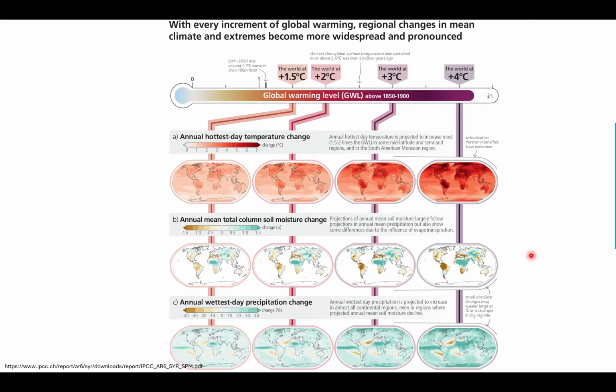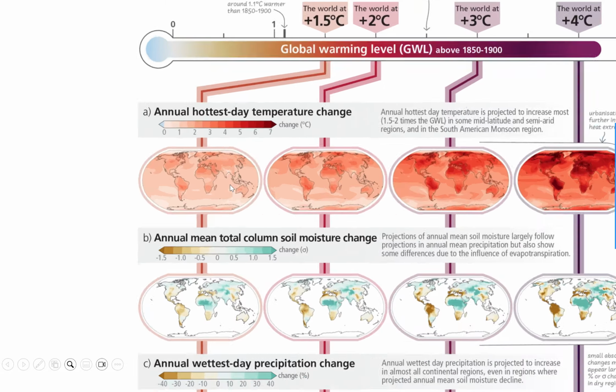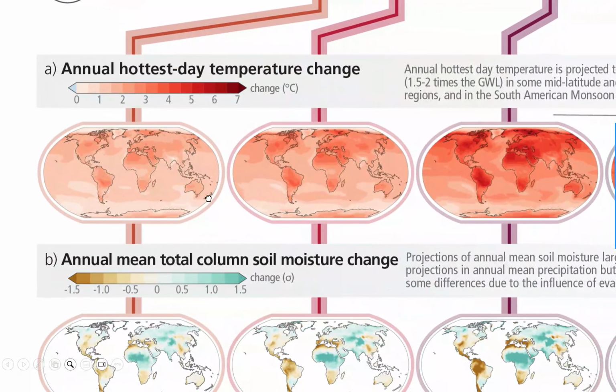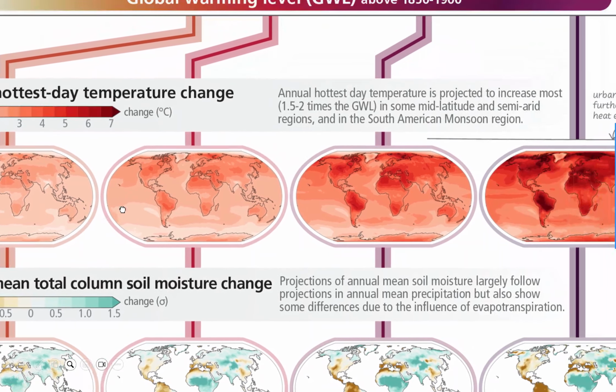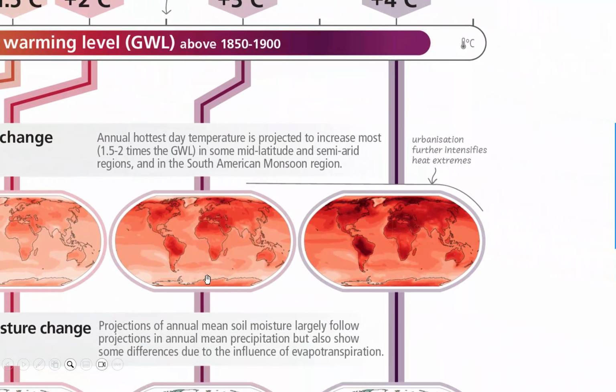So how the world is going to look if you just look at the temperature change graph. If the world warms at 1.5 degrees, if the temperatures increase by 1.5 degrees, this is how it's going to look. Most of India is going to get warmer, at least warmer. But the worst scenario is a 4 degree change.